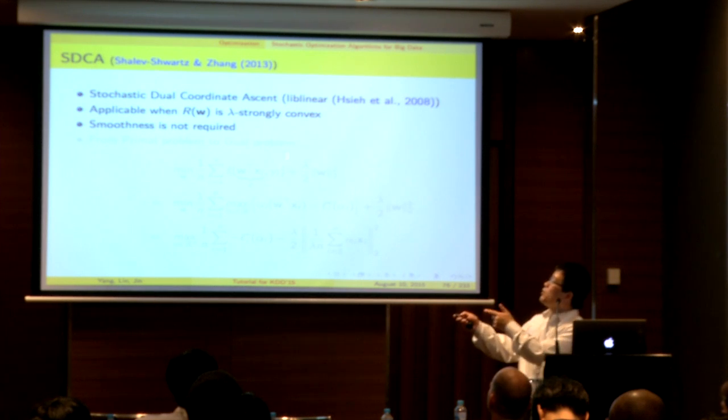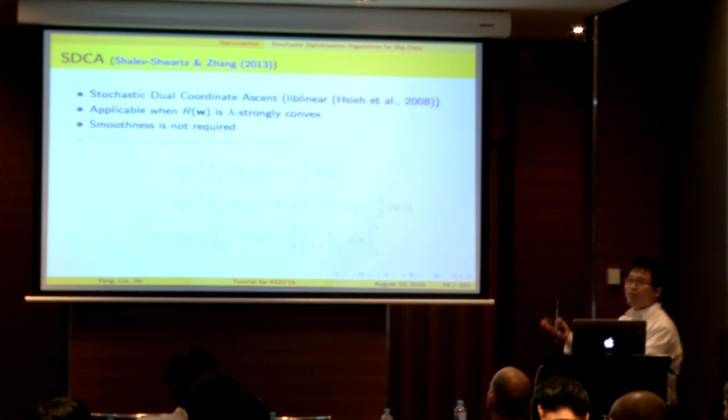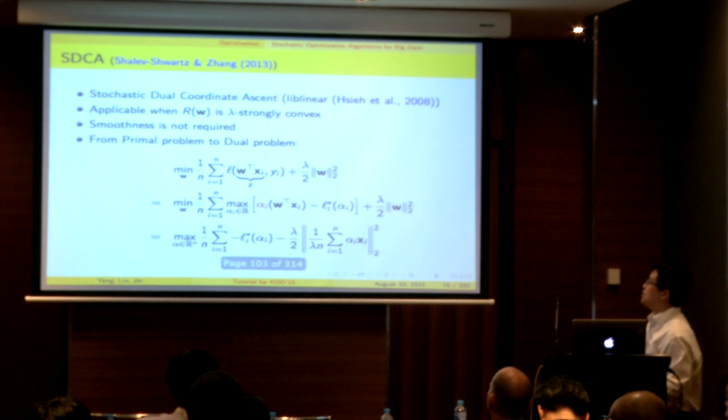But now it only requires strong convexity. Smoothness is not required. So they have both pros and cons. They apply to different situations. So here is the derivation for the dual problem.